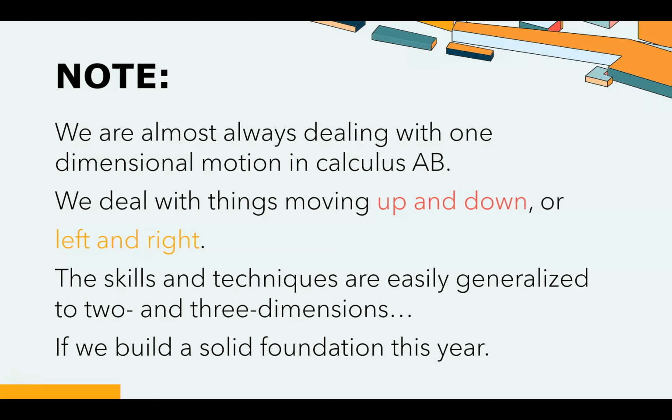So just a note, in calculus AB, we deal with one-dimensional motion. So just things moving up and down, as in, okay, so you have a rock, and the rock is launched upwards, and then it comes straight back down. Or maybe a common one is we would have a particle moving along the x-axis. Now, neither of those are particularly useful all on their own. But if you can get a really good grasp of the concepts of position, velocity, and acceleration in one dimension, then you can easily generalize into 2 and 3 dimensions.